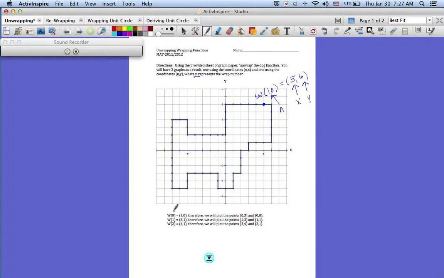So I got some tidbits written down here. A wrap of 0 is 3, 0. So here's our starting point, furthest positive x-axis, remember. A wrap of 1 is 3, 1, and a wrap of 2 is 4, 1.